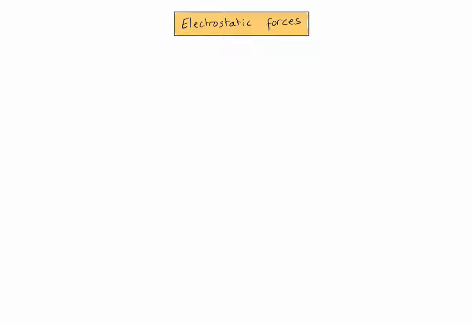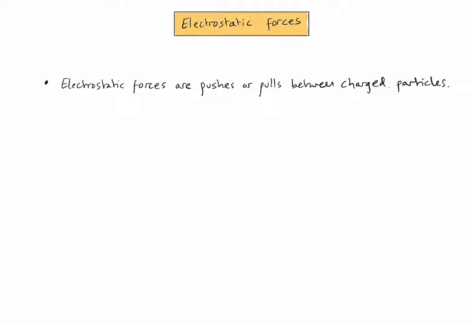Once we understand the concept of a charged particle, we need to know how these charged particles will interact through electrostatic forces. And an electrostatic force is simply a push or a pull between two charged particles. There are two simple rules for electrostatic forces. If I have two particles with the same charge, or like charges, they will repel each other, push away from each other. And conversely, if I have two particles with opposite charges, they will attract each other, or pull together.